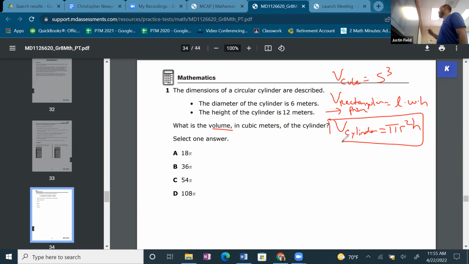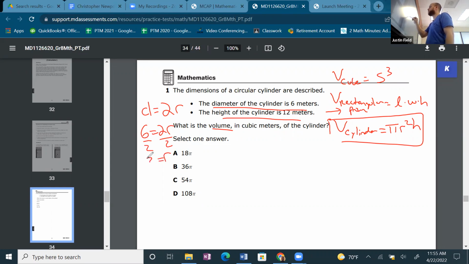So we want to find out the radius and the height. Oh, we have the height and we have the diameter. Did you know that the diameter is equal to twice the radius? So if we know the diameter of the circle, then we basically know the radius too. The radius would be 3. So substituting into the formula, B for cylinder, pi 3 squared times what is a 12 is my height.